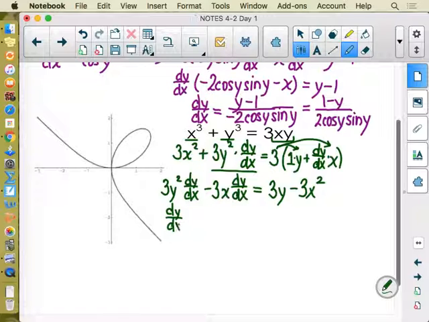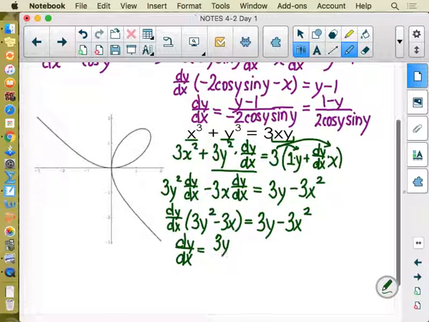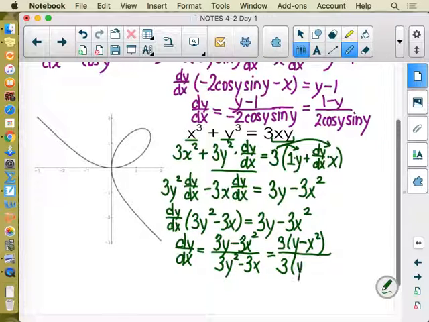Factor out the dy dx so that I can divide both sides and get an expression that demonstrates what the derivative should be. All of these I notice have a factor of 3 in them. So if I factor a factor of 3 out of the numerator and a factor of 3 out of the denominator, and yes, we should simplify enough to see that. So our derivative, y minus x squared over y squared minus x.